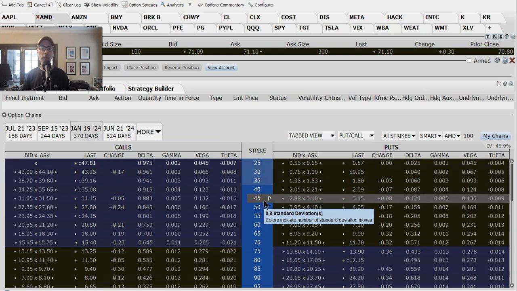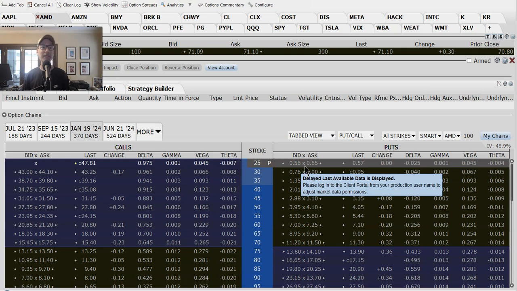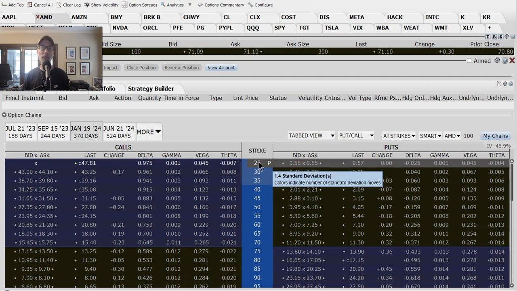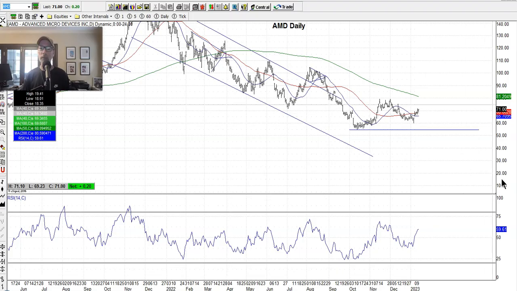So the lowest strike price listed is the 25 strike. For a 1-year option, you can get about maybe 60 cents, or $60 in your pocket, for selling a 25 put. What does that do for you? Well, that obligates you to buy AMD at $25 a share anytime by next January. AMD's at 71 now. Is it going to fall down to 25 in the next year?